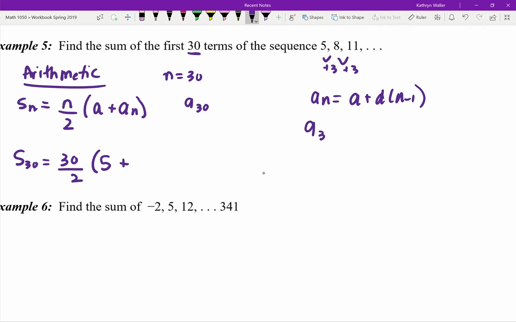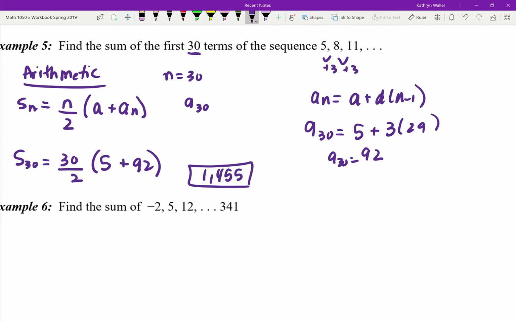So a sub 30 is the first term, which is 5, plus the common difference, which is 3, times (n minus 1). If I'm finding a sub 30, that means n is 30, and 30 minus 1 is 29. Now I put that in my calculator and I get 92. So I can take that 92 and come over here and put it where it's supposed to go, because I'm really finding the sum. That's going to be 15 times (5 plus 92). Close that off, and my answer is 1,455, and I'm done.